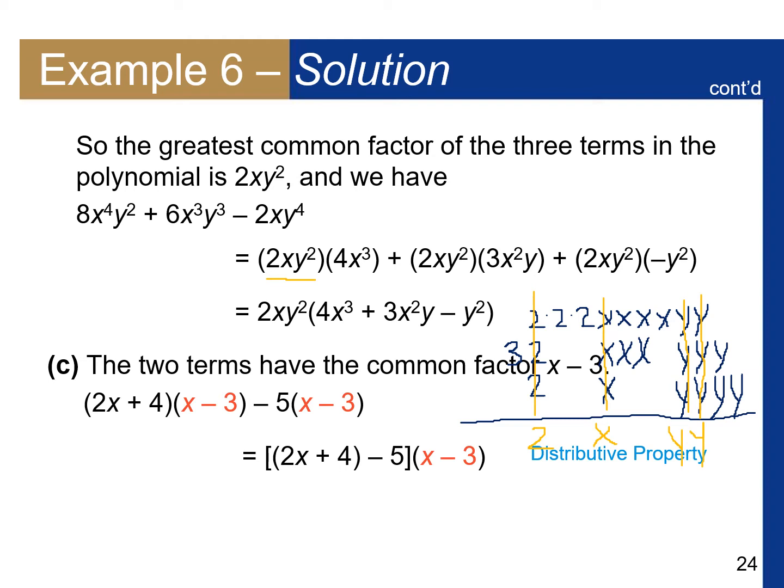Okay, so this is a new one where we have 2x times x minus 3 minus 5 times x minus 3. Now, if we see that they have 2 common factors, then we can actually factor these 2 parts out and put it over here. And then this is what's left on the inside. And then we're going to simplify that. And I would simplify that by 2x plus 4 minus 5, which is 2x minus 1. So I'd have 2x minus 1 times x minus 3. There we go. Simplify. Okay?